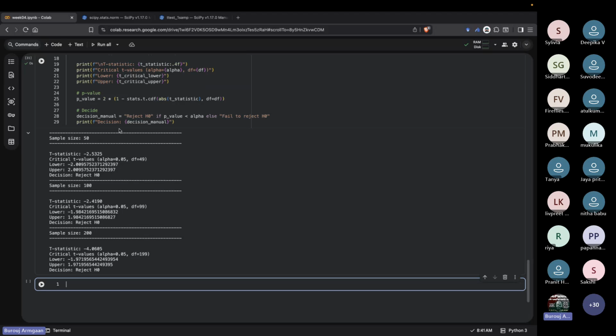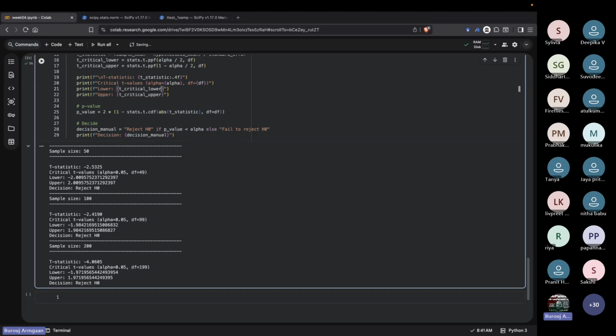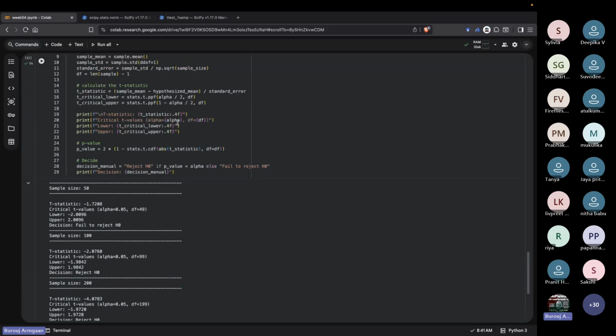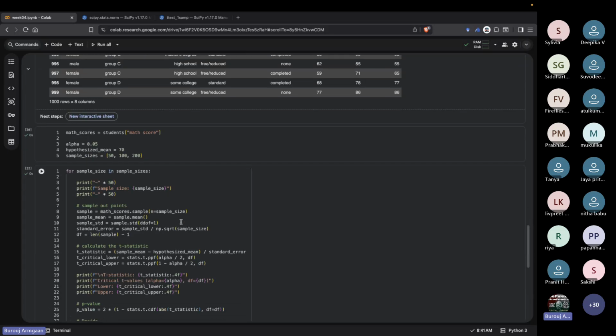Okay, so for our sample size of 50, we got these values. Wait, let me also add some formatting. Okay, so we got these values. So we get for a sample of 50, we get this. For a sample of 100, we get this. You should also add a new line.